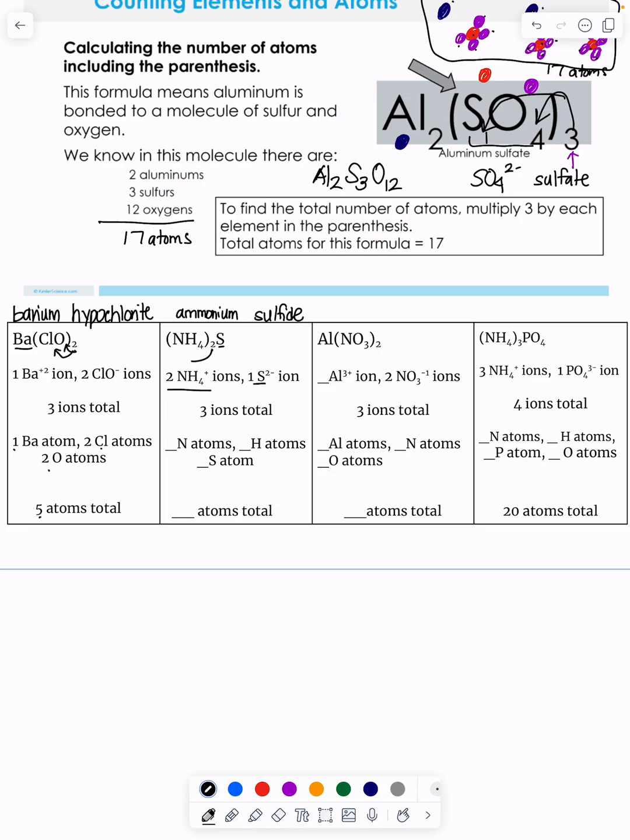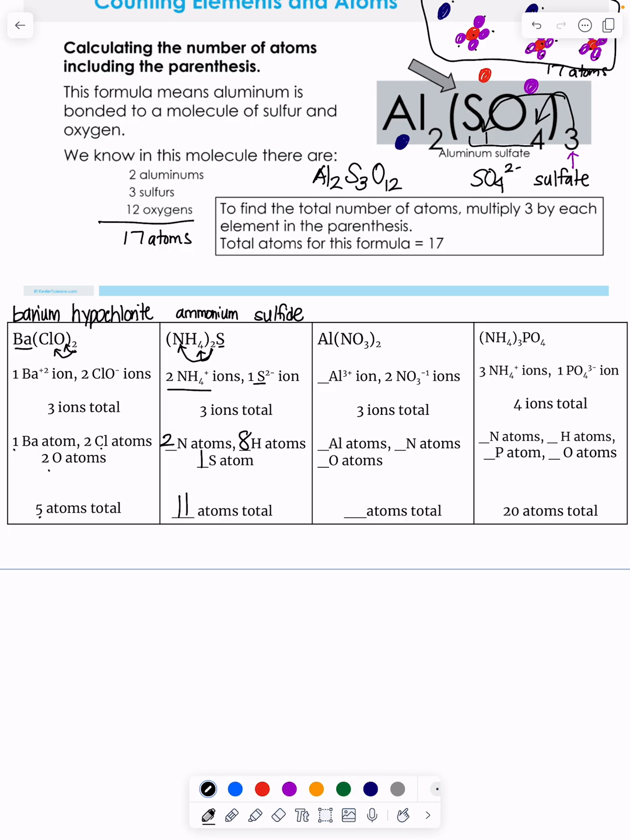For N, this 2 distributes to the 1 N that's there. So 2 times 1, there's 2 N's. This 2 also distributes to the 4 H's that are there. 2 times 4 is 8 H's. And there's no parentheses for the S, so it's still just 1 S. 8 plus 2 plus 1, that's 11 atoms total.